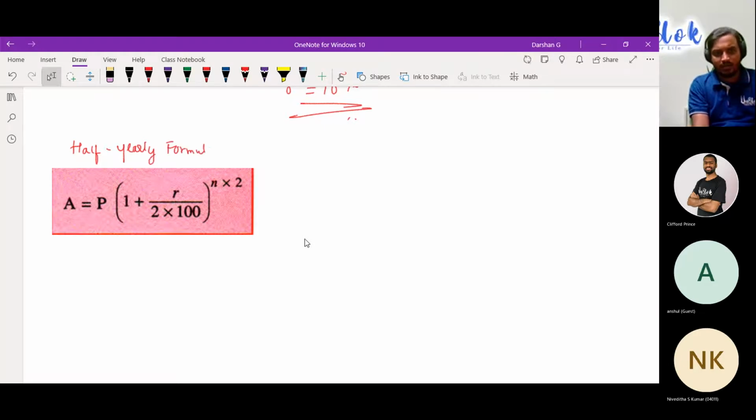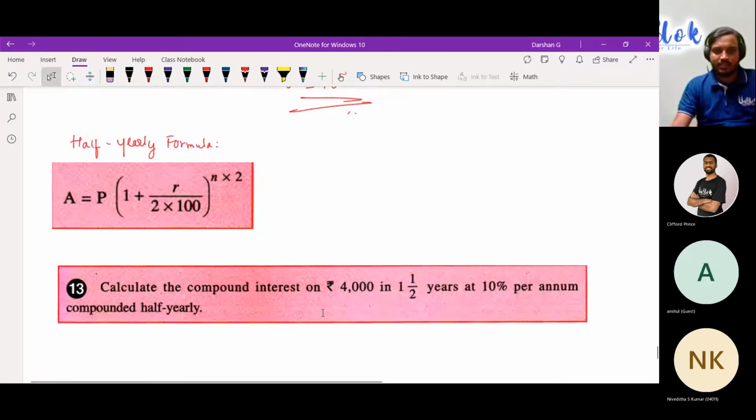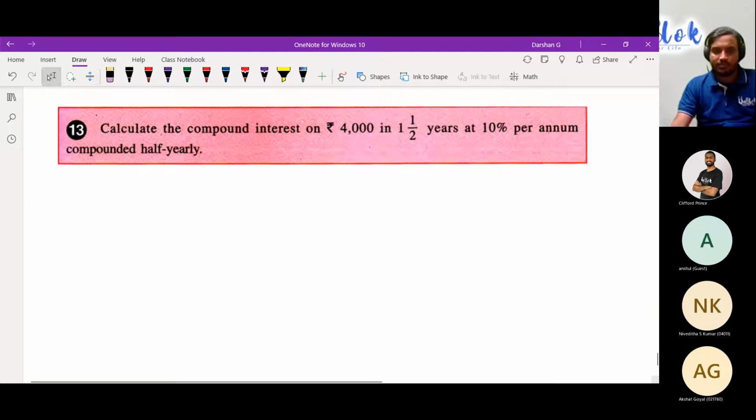Same drill. Have your book in front of you, which is very important. Okay, so let's start and we'll do a couple of problems with respect to half yearly, and then we'll move ahead with the next chapter. Okay, so please start doing this question. Yeah, please start doing this question fast.